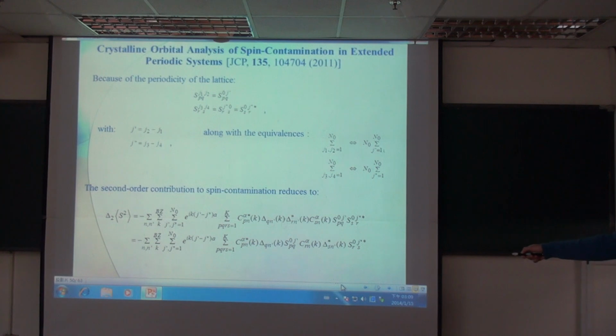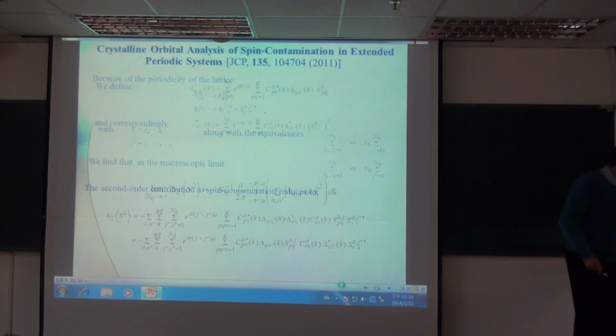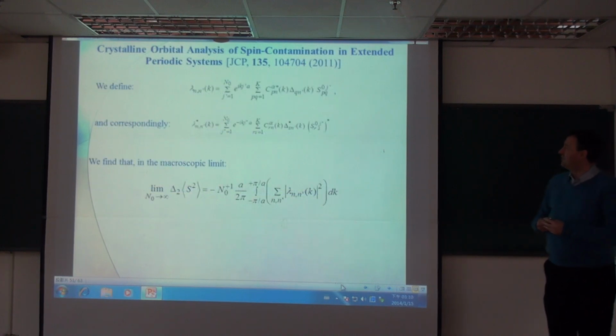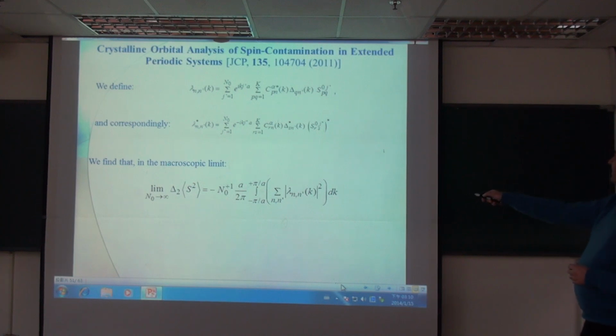Thus, we have a double summation on G prime and G second. And again, these coefficients will decay exponentially with the cell indices G prime and G second. And thus, this quantity here will necessarily be bounded in the macroscopic limit. Thus, again, we can write the second order contribution this way. Well, we introduce this quantity here and correspondingly its complex conjugate.